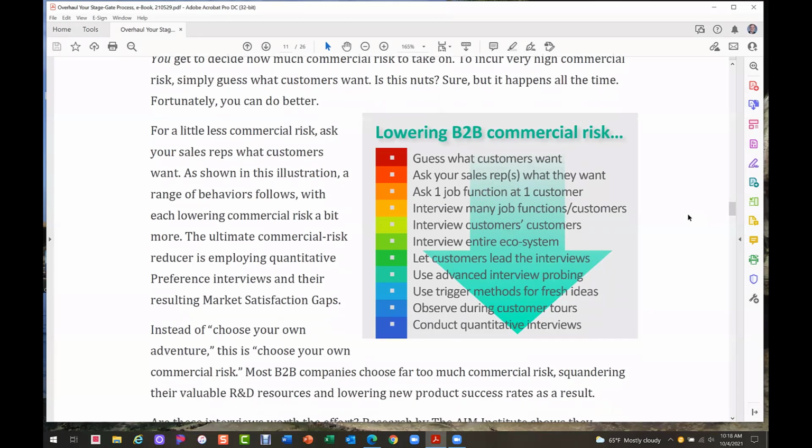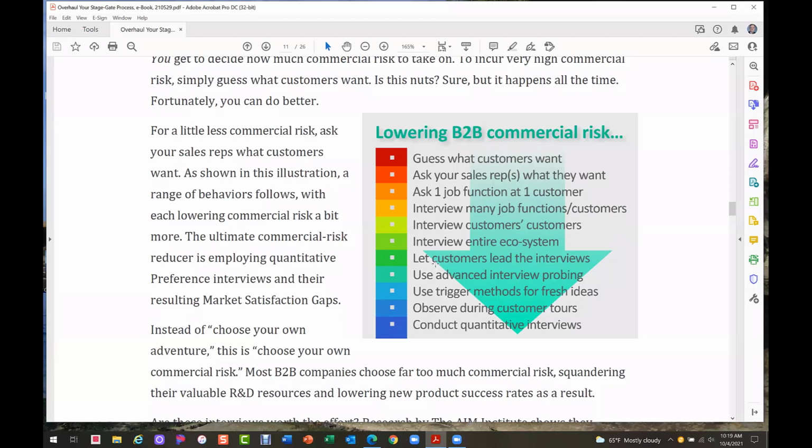This is a thought experiment that Scott and I had a while ago. What would it look like to have really high commercial risk? Well, maybe we just guess what customers want, which is not terribly uncommon, but that would be pretty darn high risk, right? What if I wanted to lower it a little bit? Well, I'll just ask my sales reps what they want. Lower it more. Well, I'll ask one customer, one job function. You can see the pattern here. Now I get to more job functions. Then I go down the value chain. Then I go over the ecosystem.